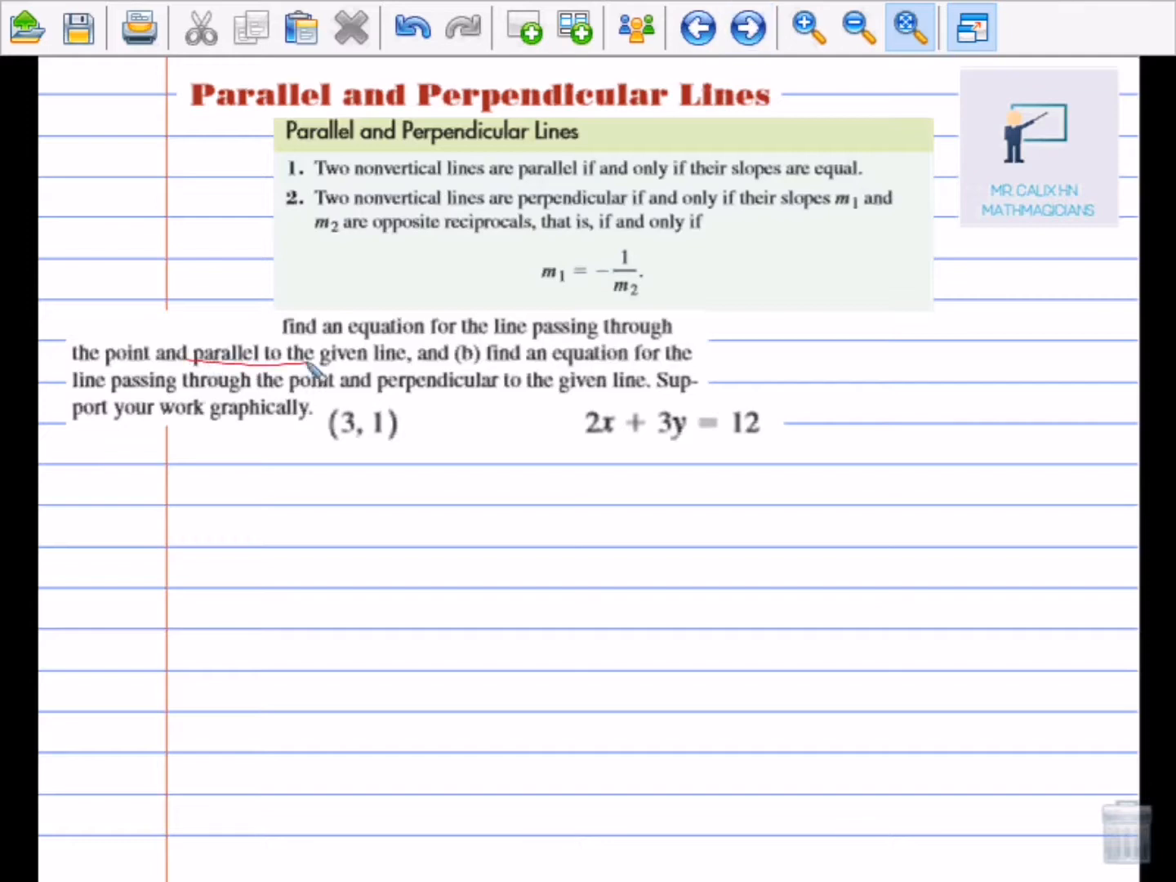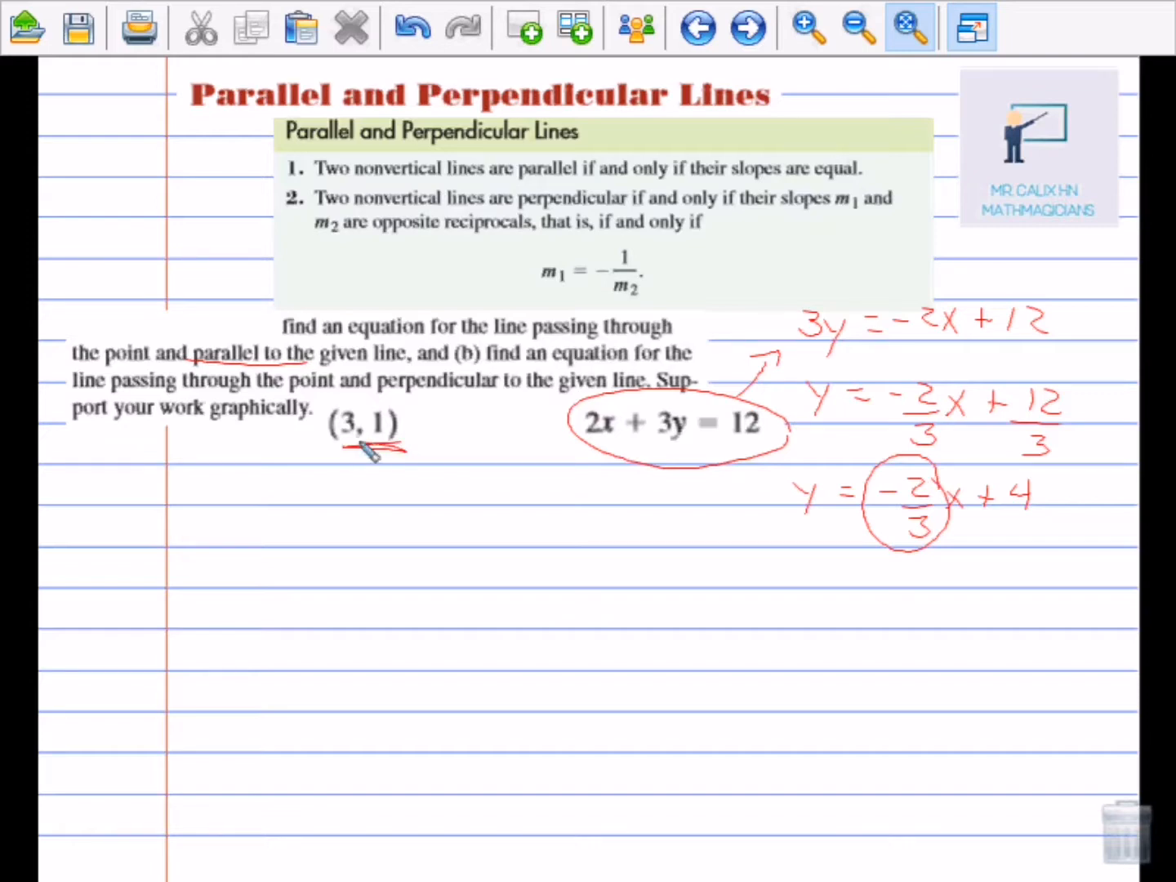First, we're going to do this one. Parallel to the given line means that they have the same slope. What is the slope of this line? We still have to find it. If I solve for y here, I'll have 3y equal to -2x + 12. Now, I still have to isolate y. The 3 moves to the other side to divide both terms. y is equal to -2/3x + 12/3. You simplify if you can. -2/3 cannot be simplified, but this one can. My slope is -2/3.